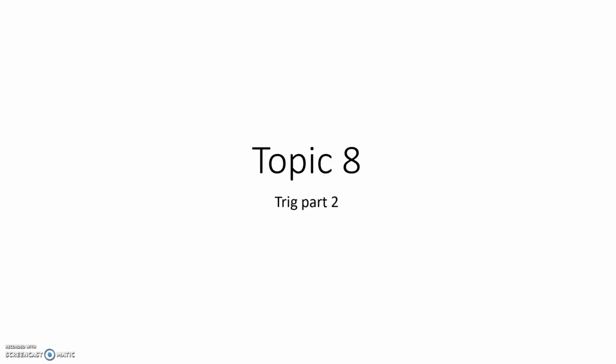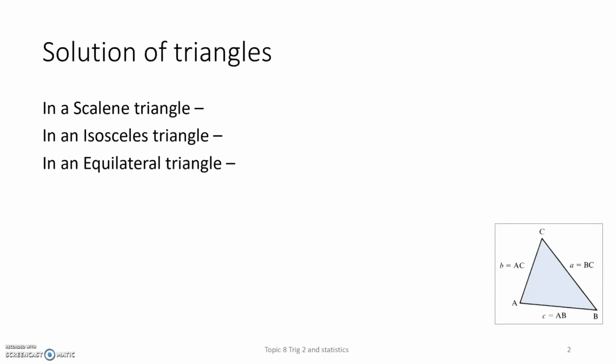Now we're on to the last topic of the course, topic 8, and we're going to look at trigonometry part 2 for the first class, where we've got a non-right-angled triangle. I'll do a brief revision of right-angled triangles, but we're mainly looking at non-right-angled triangles.